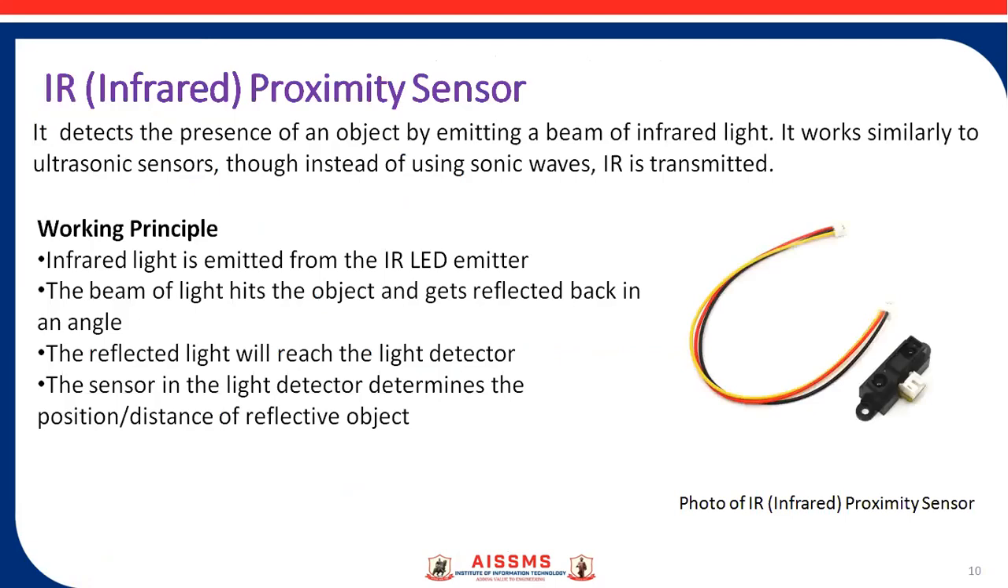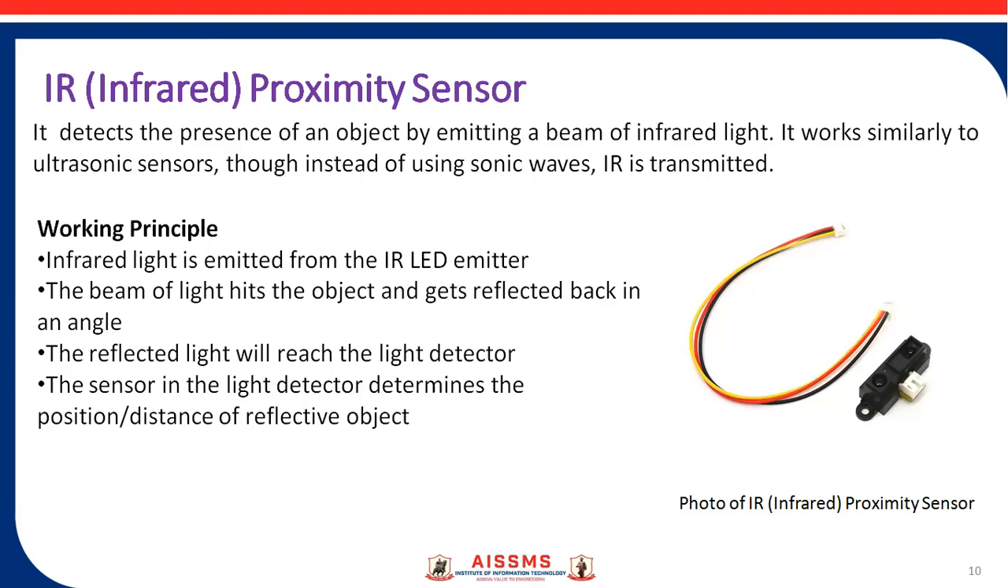Infrared proximity sensor. It detects the presence of an object by emitting a beam of infrared light. It works similarly to ultrasonic sensors, though instead of using sonic waves, IR is transmitted. Infrared proximity sensors consist of an IR LED that emits and a light detector for detection of reflection. It has an inbuilt signal processing circuit that determines an optical spot on the PSD.